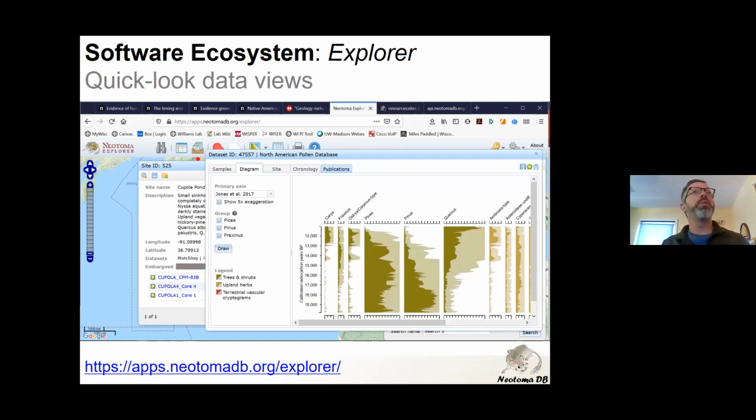Currently supported only for pollen, but we have in local development, almost ready for public release, a version of this that will work with any data type in Neotoma. So this will be extended very soon to many more data types in Neotoma.